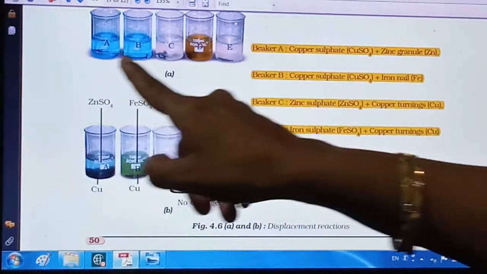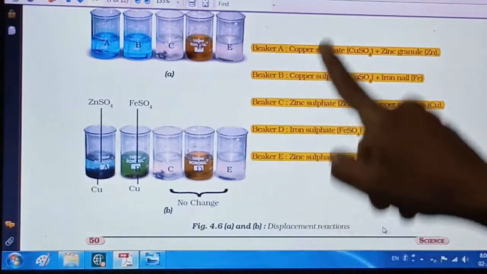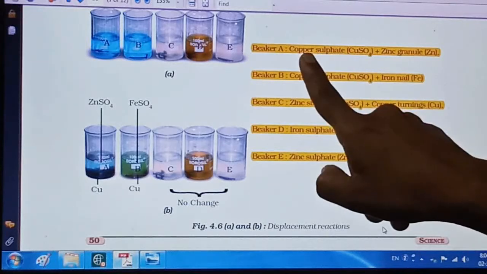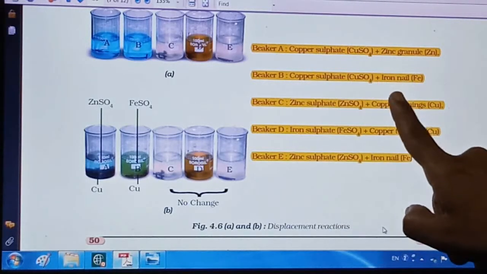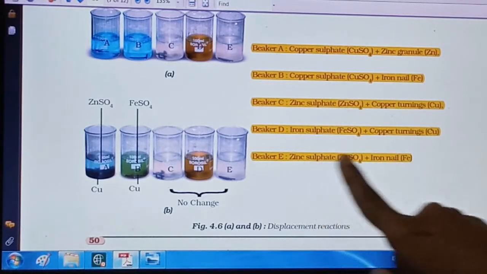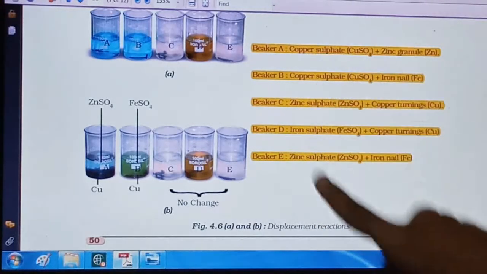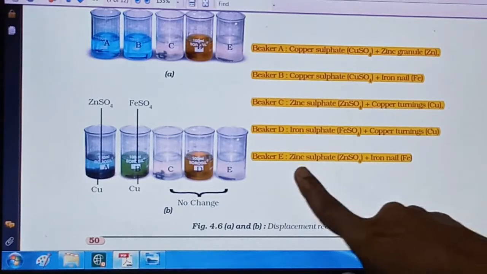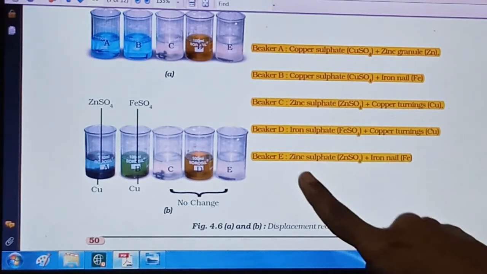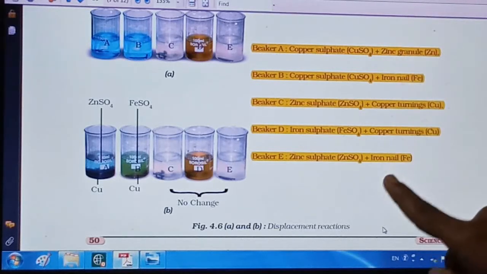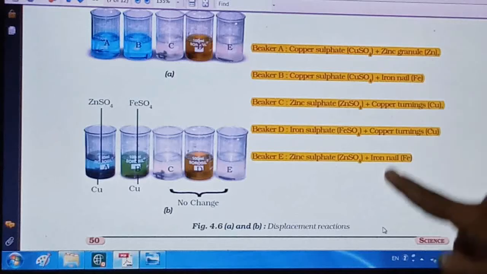Now in these 5 different beakers, if you see, the combination of two metals is there, right? So here copper with zinc, copper with iron, zinc with copper, iron with copper, and zinc with iron. Like that we have seen the combinations here, right? Now you can see that two metals are there. Among that, here this side all metals are there, they are only metals, right?